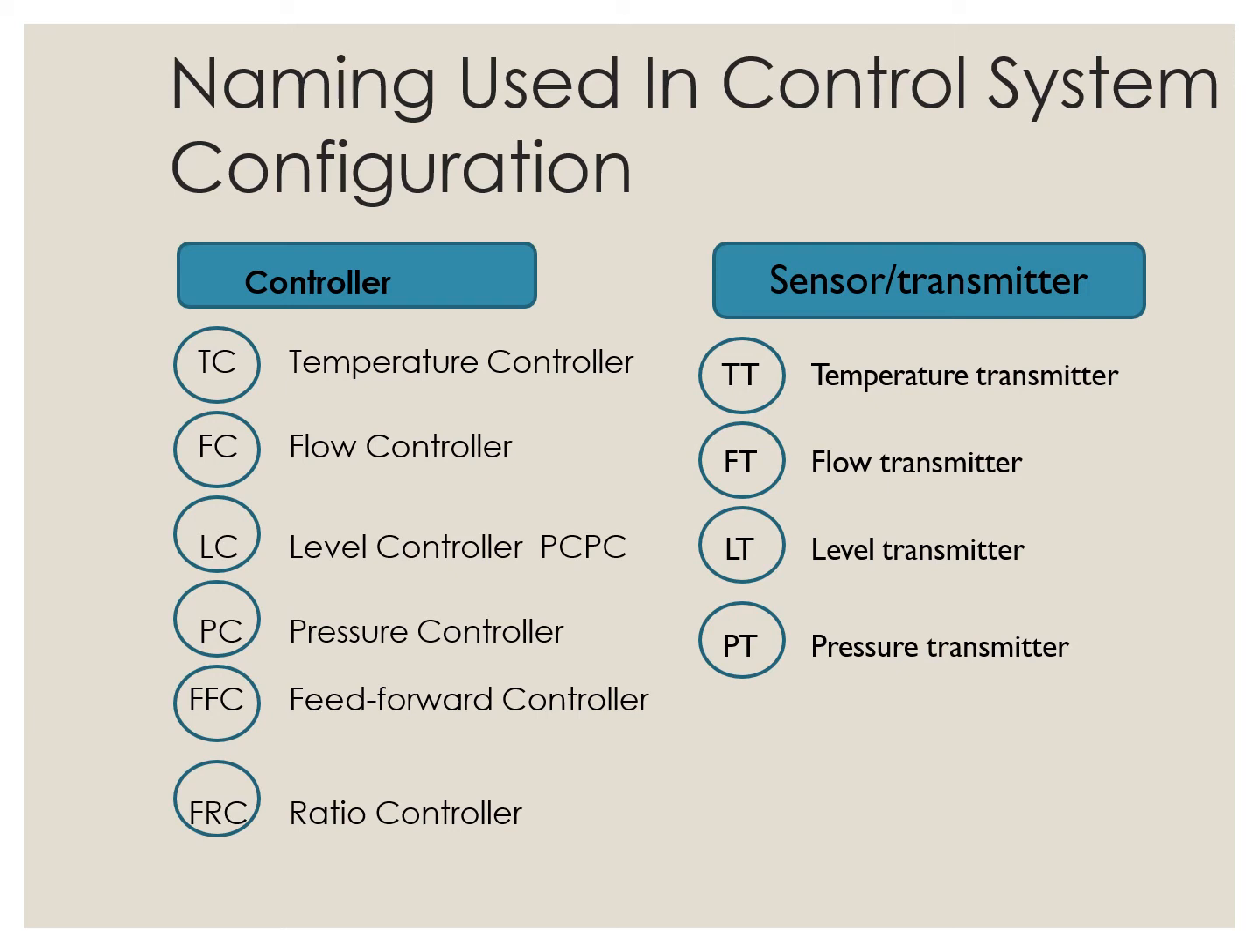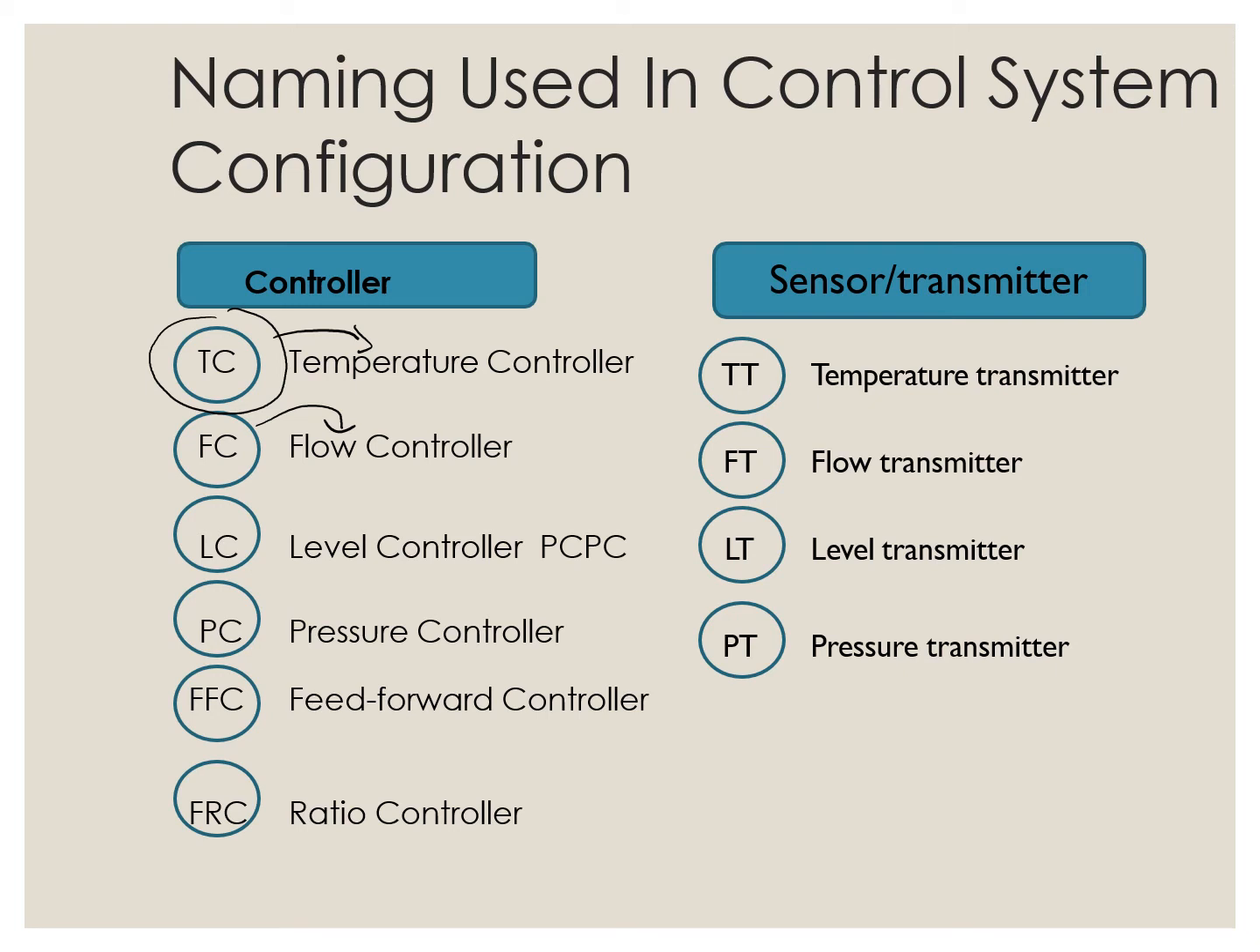Okay, next moving to naming used in control system configuration. For controller, we have temperature controller and the name is TC. Normally in P&ID, we will see these symbols. This symbol is for temperature controller. If you see FC with the round symbol, that is a flow controller. Level controller LC, pressure controller PC, feed forward controller FFC, ratio controller FRC.